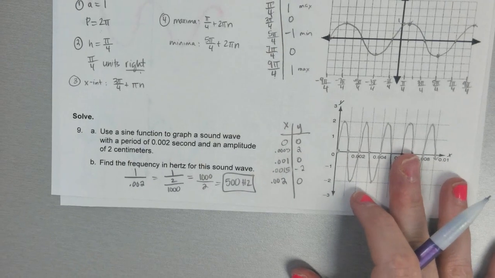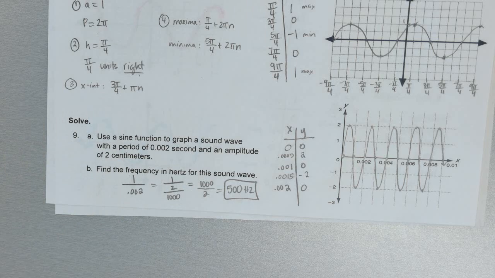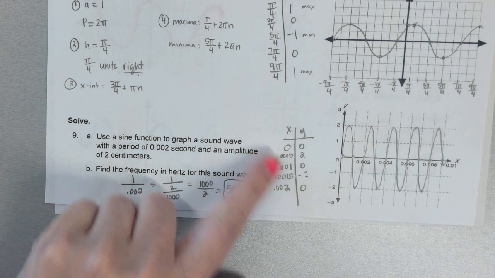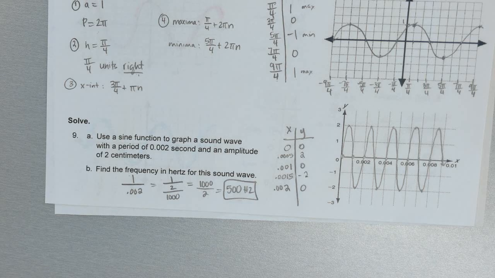Alright, and then for 9, you're going to use a sine function. When you're using the sine function, you start at 0, you end at 0, and the frequency was 1 over 0.002. Okay, you will have to know how to do this without your calculator. So remember, you just look and see what place it's in. It'll either be the hundredths or the thousandths. So 2 over 1,000 multiplied by the reciprocal, 1,000 cut in half is 500.